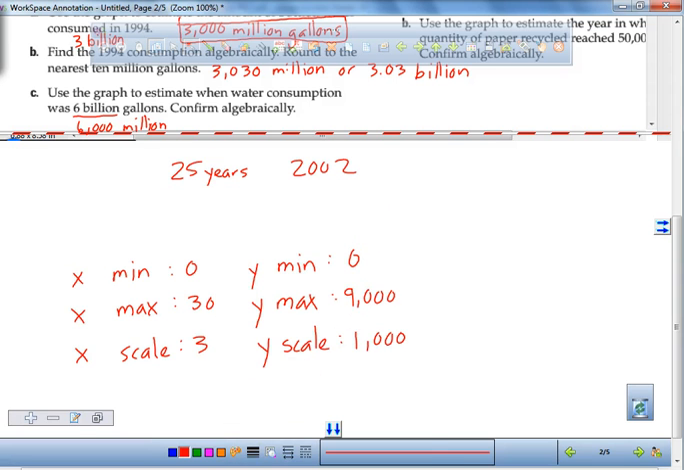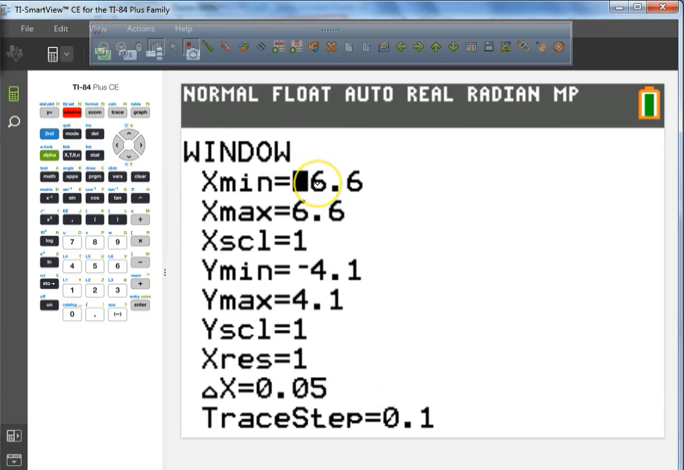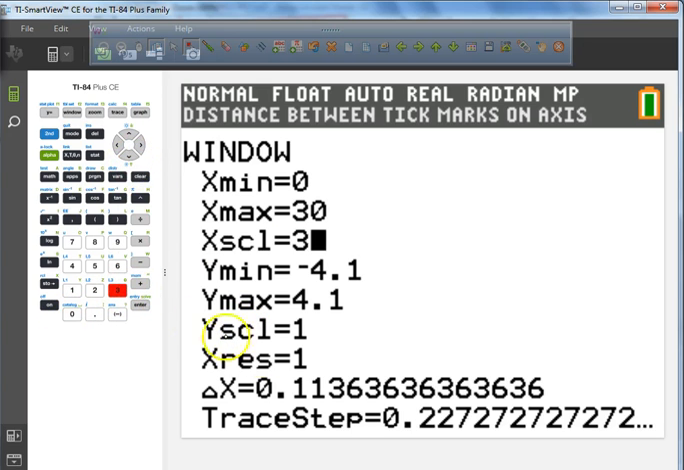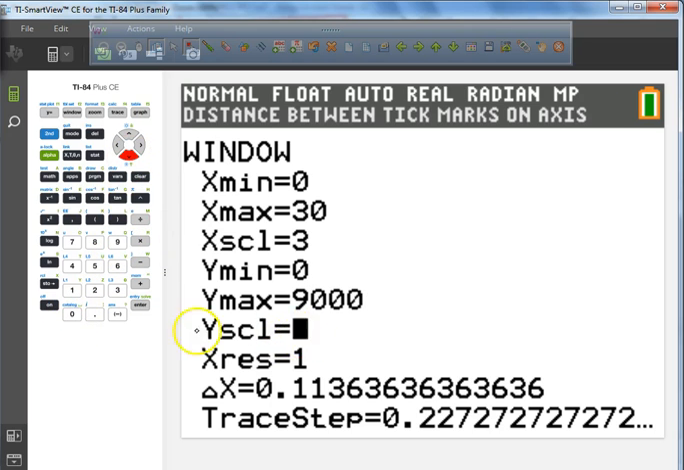Right now you're writing them down. Watch what I do with my graphing calculator. I'm going to go to my window button. Go to your window button right now. For your x minimum, after you hit your window button, hit 0. X maximum, type in a 30. X scale, type in a 3. Y minimum, 0. Y maximum, 9,000. This is very important next. Make sure you change the scale to 1,000.